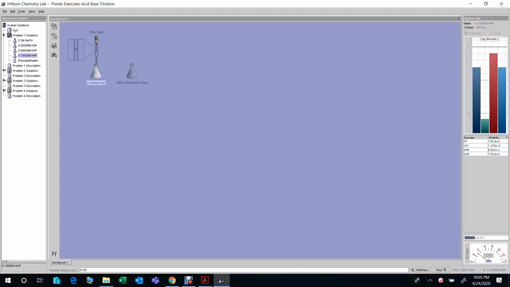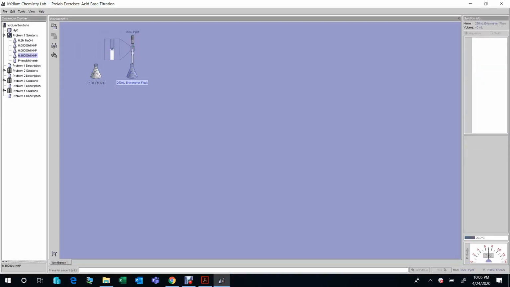You see here at the bottom there's two functions. One is withdraw, the other is pour. In this case, we want withdraw. Okay, we withdraw 25. Okay, now we can transfer this 25 milliliter solution, right? And then in this case, we do again with 25.00 and we pour.